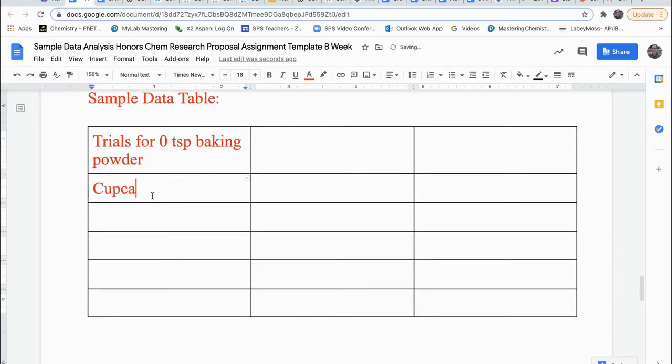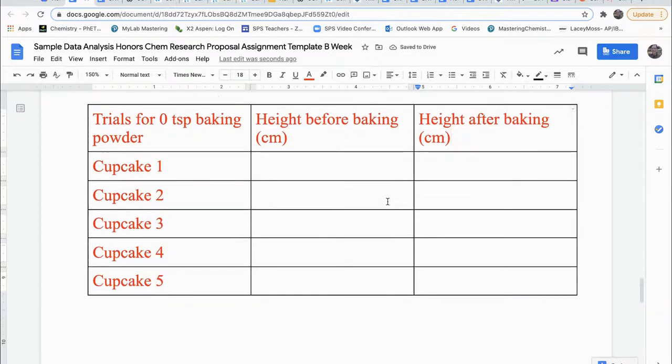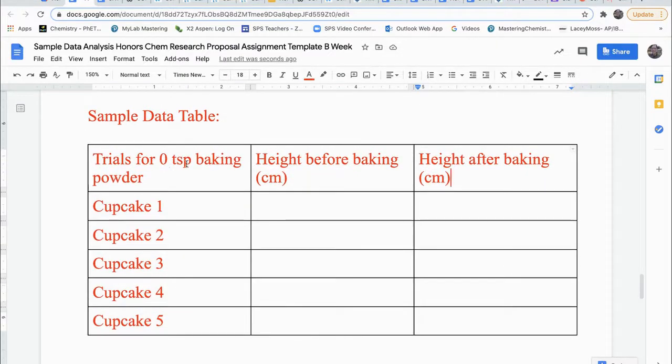So let me list each of my cupcake trials here. So cupcake 1, cupcake 2, cupcake 3, cupcake 4, cupcake 5. Okay, so I have my 5 cupcake trials there. And then I know I need to measure the height before baking, and that will be in centimeters. And then I will measure the height after baking, again in centimeters. So there's my sample data table for my 0 teaspoons of baking powder.